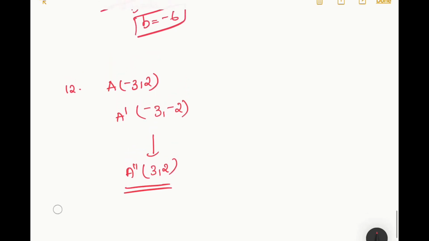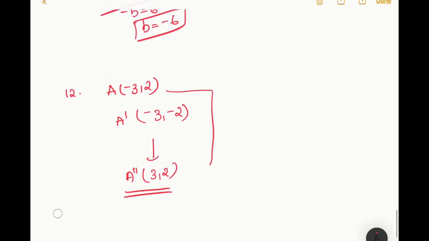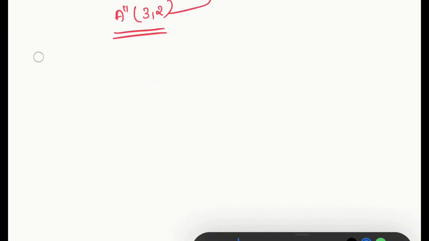Write down the single transformation from A to A double dash. What is the single transformation that can be called? What is changed here? Your x-coordinate is changed. So I can tell that the reflection has happened in the y-axis. Hope it's clear, children.